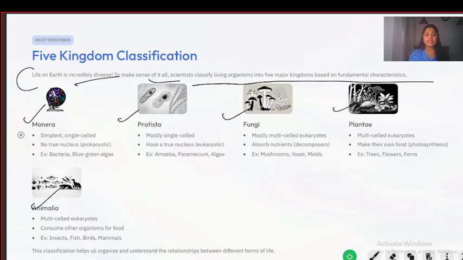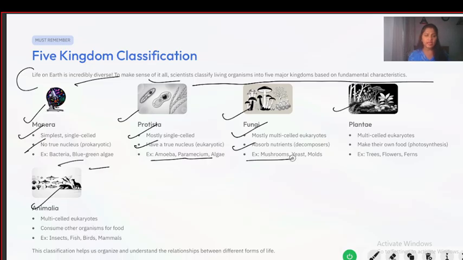So Monera is the simplest, single celled, like your bacteria and blue-green algae. So they are very simple. No true nucleus. They are all prokaryotes. Protista are also mostly single celled. They have a true nucleus. They are eukaryotic. For example, amoeba, paramecium, and some algae. Fungi are mostly multicellular eukaryotes, absorb nutrients as decomposers, and examples are mushroom, yeast, and molds.